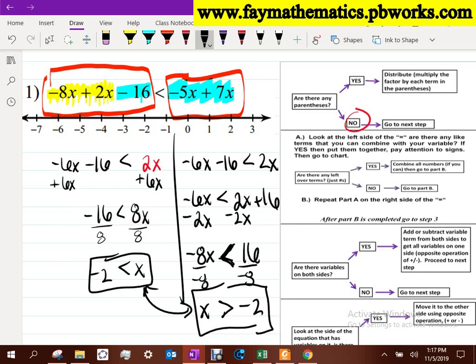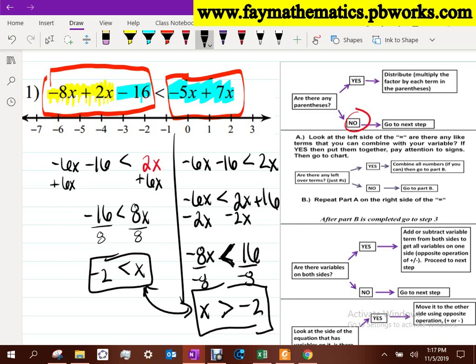As long as you're doing the same thing to both sides, you will eventually get down to the right answer. If you did different steps than I did, or different steps than your neighbor did, as long as your end goal, where you're trying to get to, is to get your variable isolated all by itself with a 1 in front of it. Doesn't matter how you get there, as long as you get there. Okay.